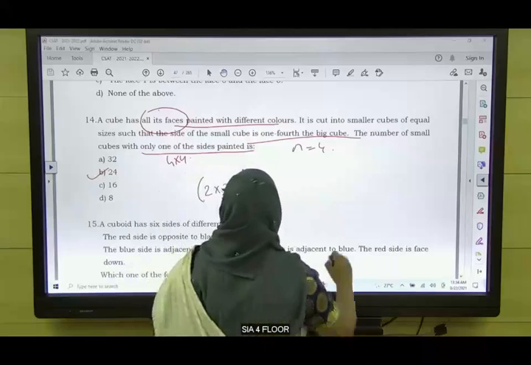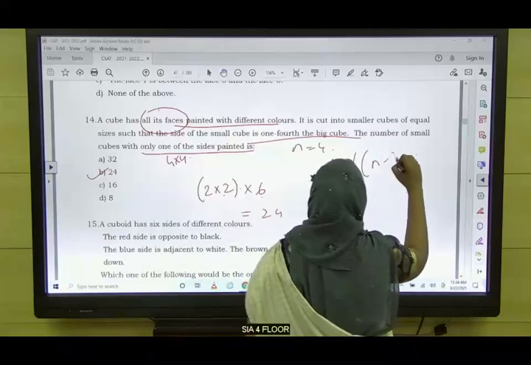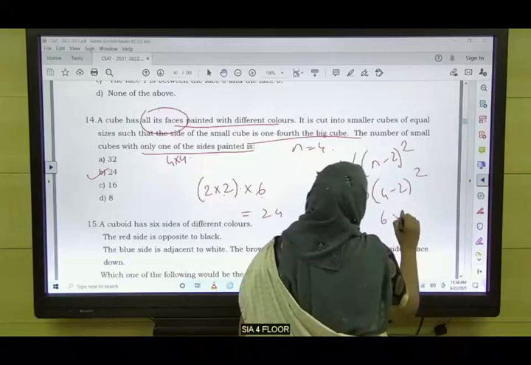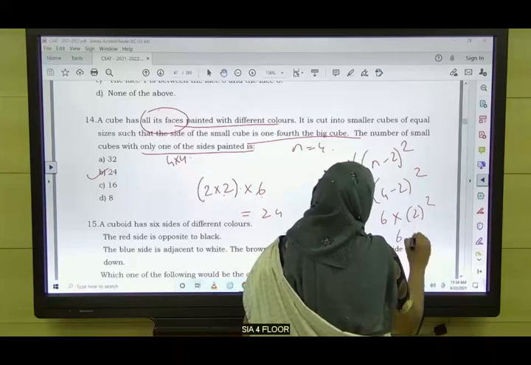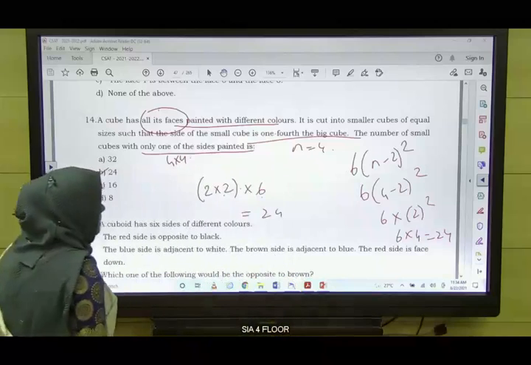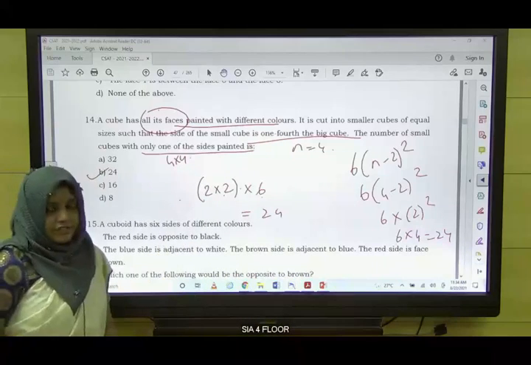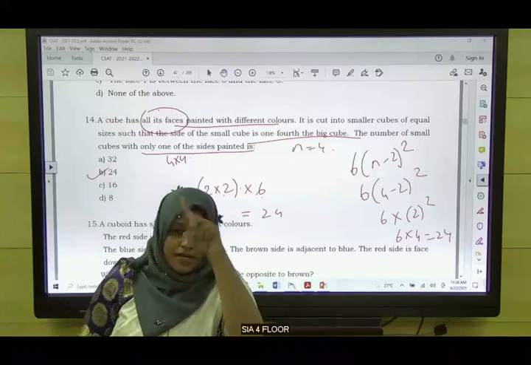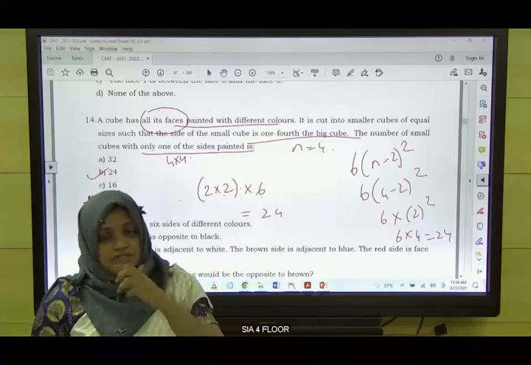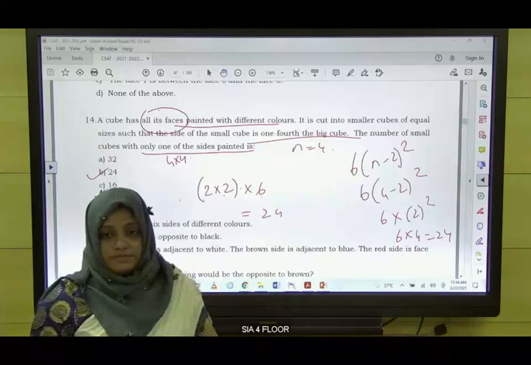Okay, so I used the shortcut, but you can use the formula 6 into n minus 2 the whole square. So 6 into 4 minus 2 the whole square, 6 into 2 square, 6 into 4, 24. So you can use any one, but this is a short way of identifying the inner matrix. If the outer matrix is 4 cross 4, inner matrix will be 2 cross 2, no? So for all the 6 faces, if you count, it will be 24.